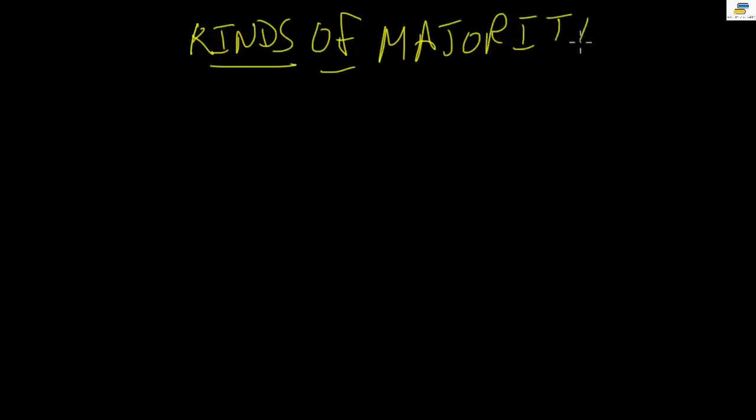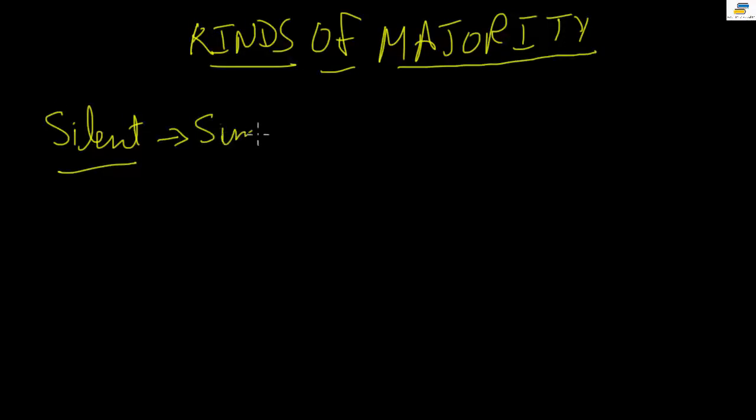Please try to understand that it's not always explicitly mentioned in our constitution which kind of majority we will be having, because sometimes the constitution is silent. Whenever the constitution is silent, it always means simple majority. So that is the first kind of majority we will be talking about.